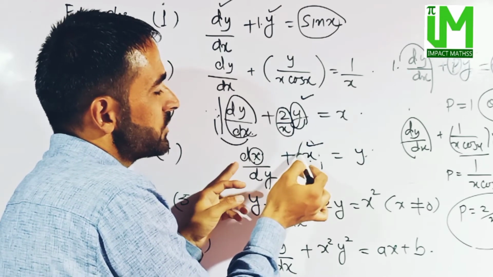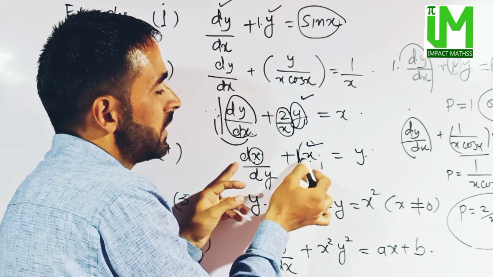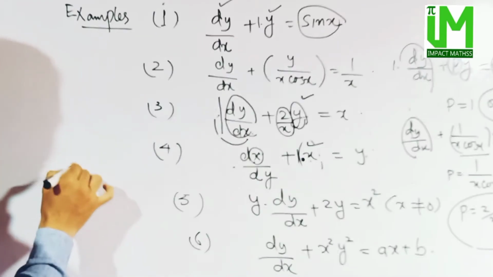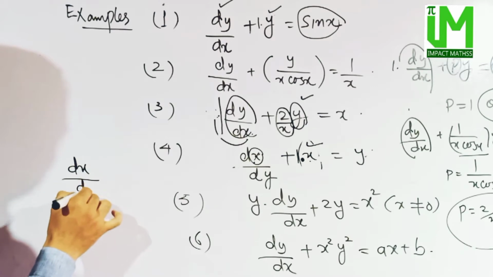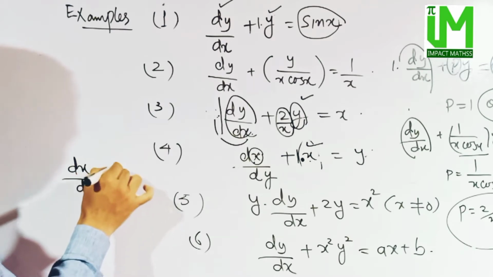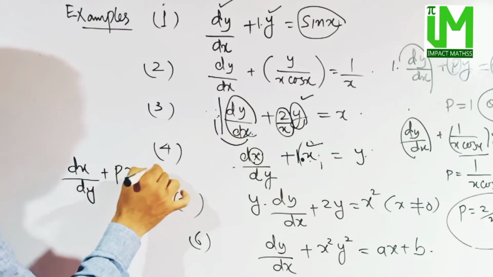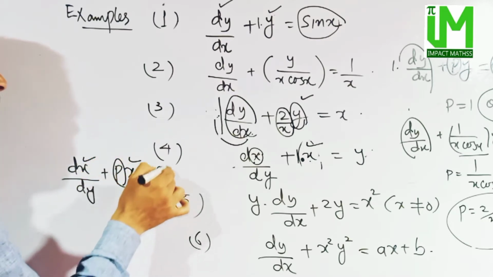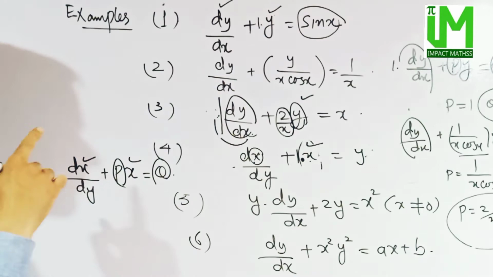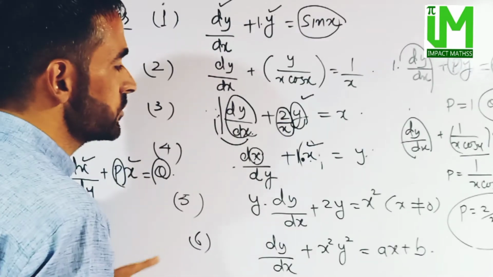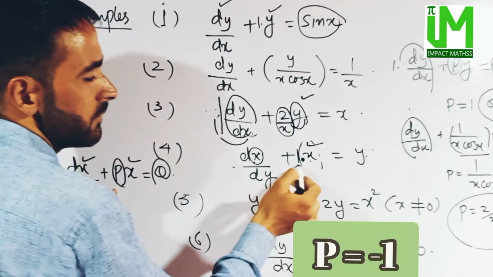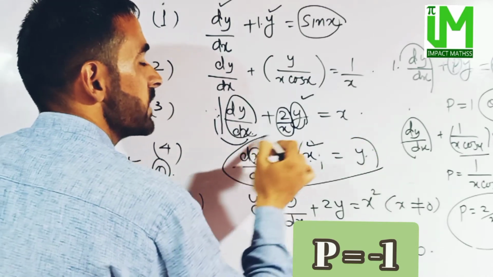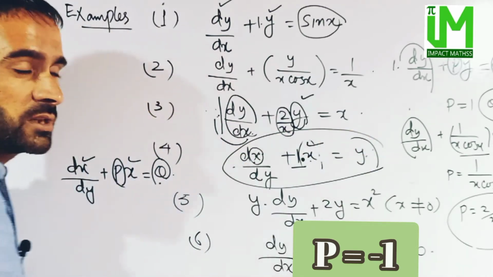So here we can add 1 with x. So this is of the type dx divided by dy plus p into x is equal to q. So p and q are functions of y or constants, so here the value of p is 1 and q is equal to y. So this is in fact a linear differential equation.